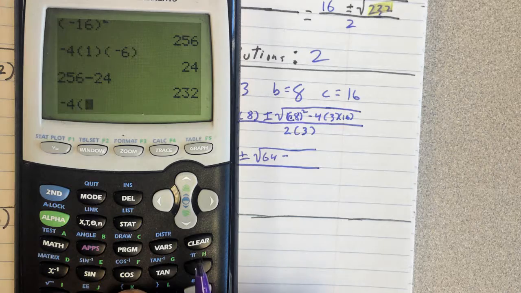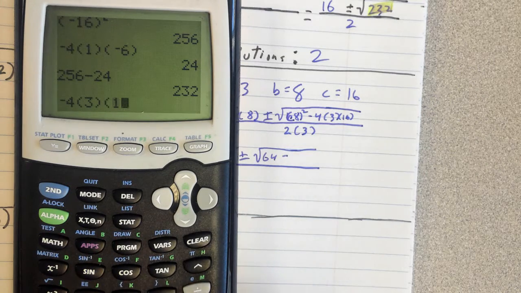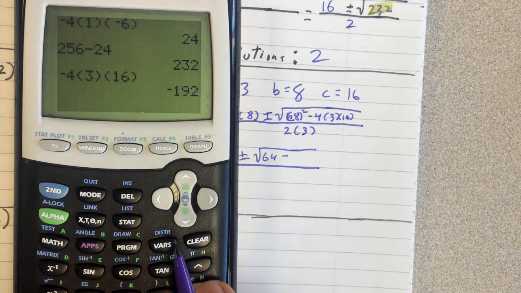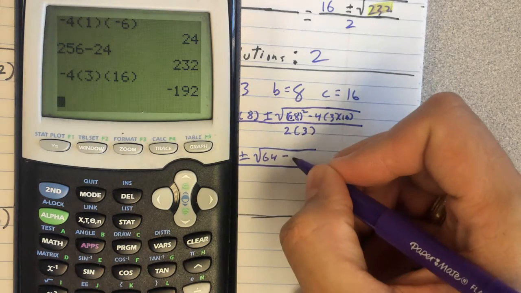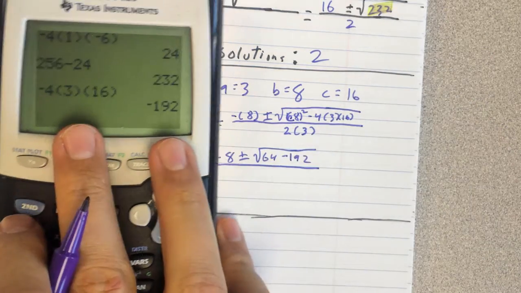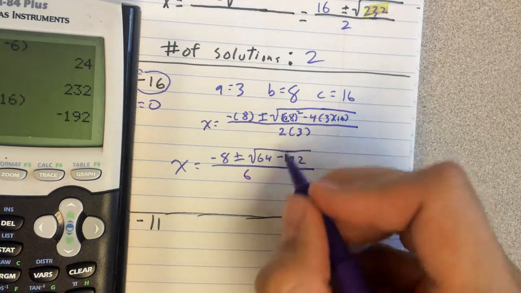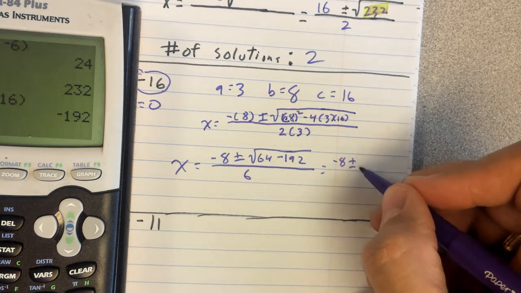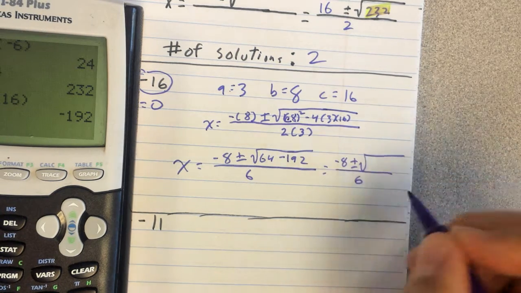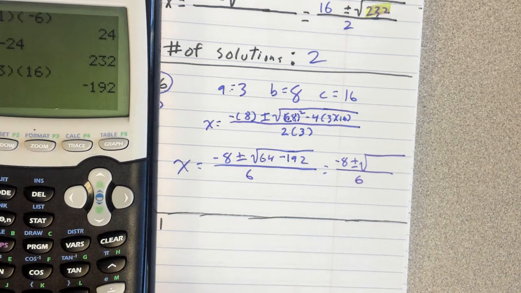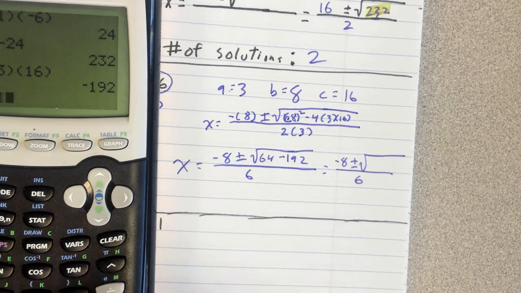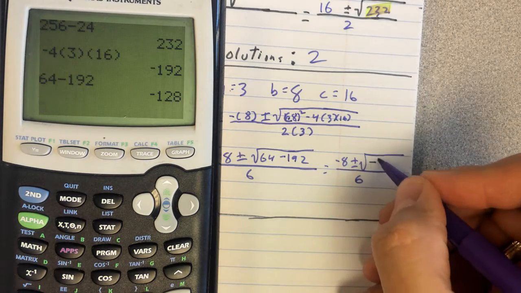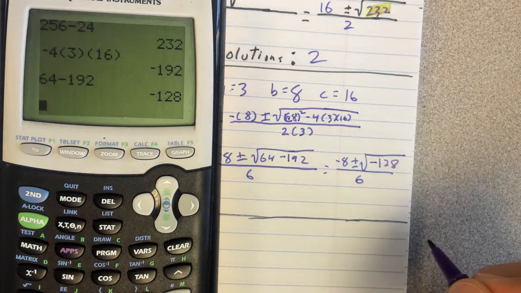-4, 3, 16, and we get -192, so -192 all over 6. 2 times 3 is 6, which ends up being -8 plus or minus, and we can do 64 minus 192. That's going to be -128.